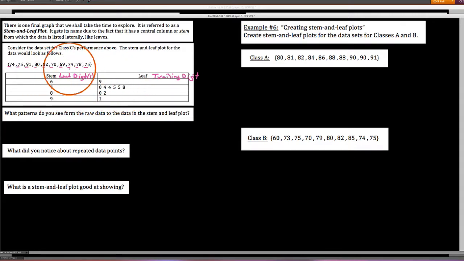Okay. And no more numbers in the 70s. So the last data that we have here are 80 and 82, and then we had a 91. But essentially, what I want to point out here is this: what patterns do you see?